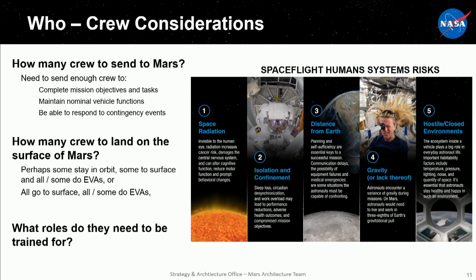And finally, the who. Who do we send? How many crew do we send to Mars? These are very fundamental questions that impact across the architecture. Is it 4? Is it 6? Is it 8? How many do we land?